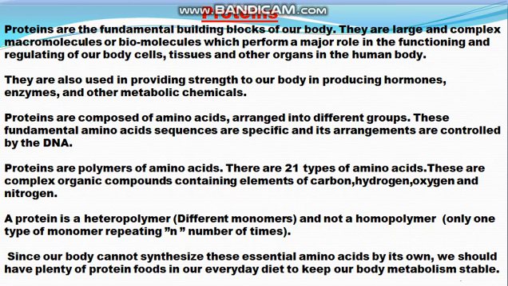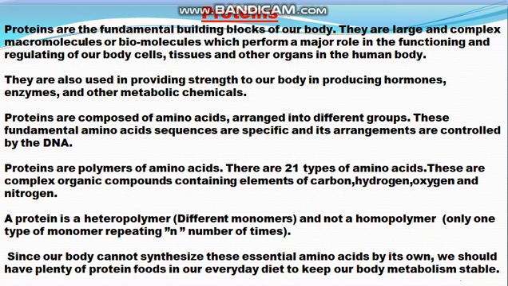So, proteins are the building blocks of our body and they give strength to our body to produce many hormones, enzymes, and many metabolic chemicals. And they regulate the function of our body cells, tissues, and organs.